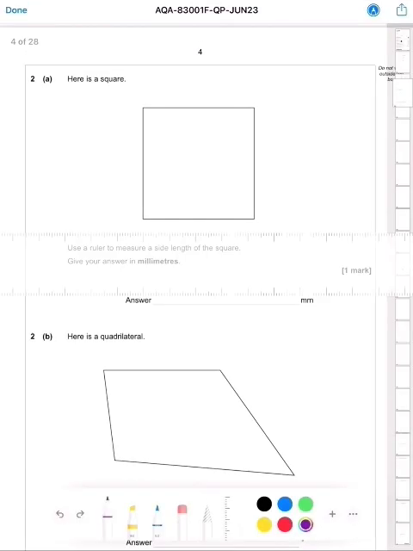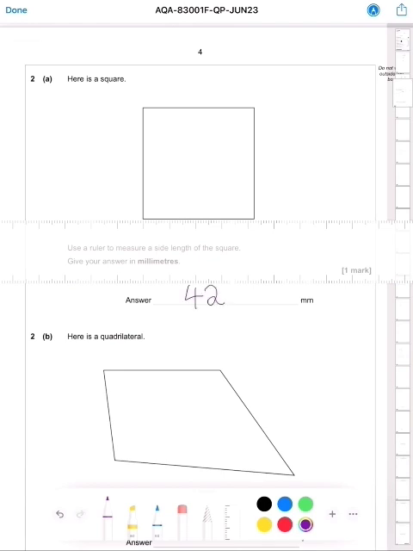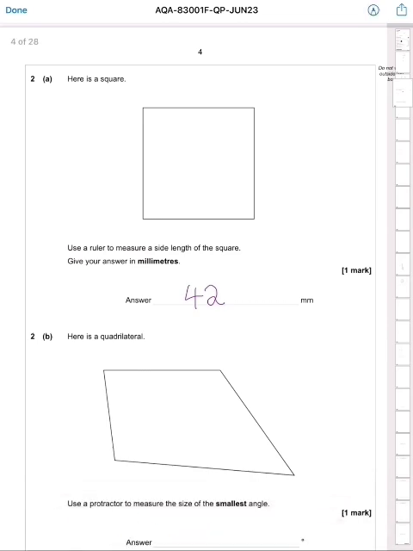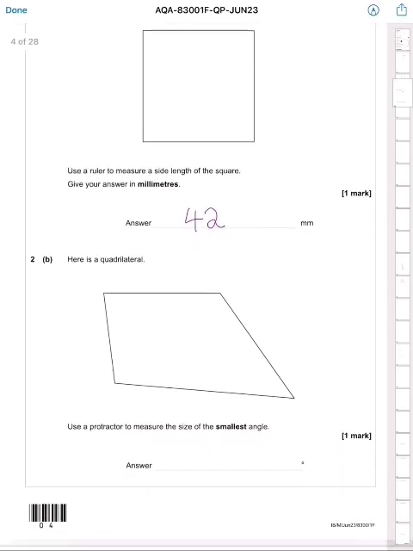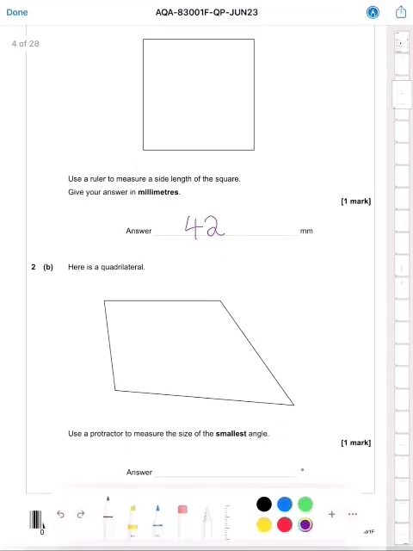Here's a square. Use a ruler to measure one side length of that square. And that is showing me it is 42 millimetres. Now again, make sure that you read the units correctly. That's millimetres, not centimetres. Now question 2B needs a protractor, which I can't actually use on my iPad, but I've measured that separately and the smallest angle there is 50 degrees. Now if you need help how to measure angles, I will do a separate video on using a protractor.